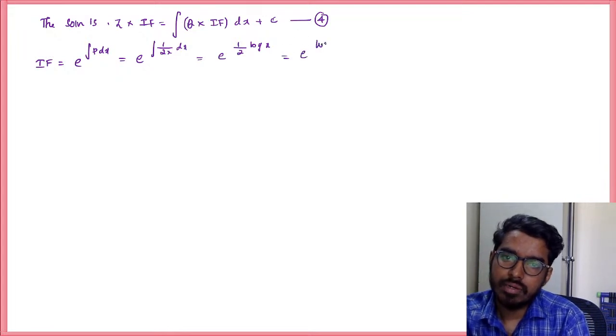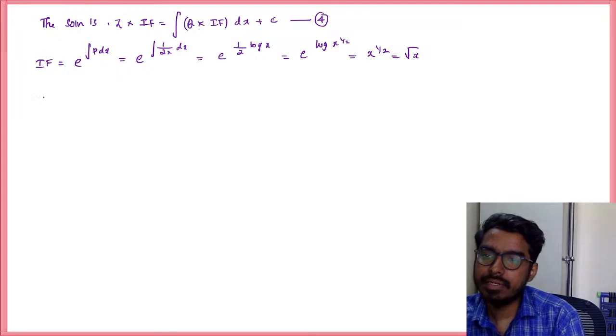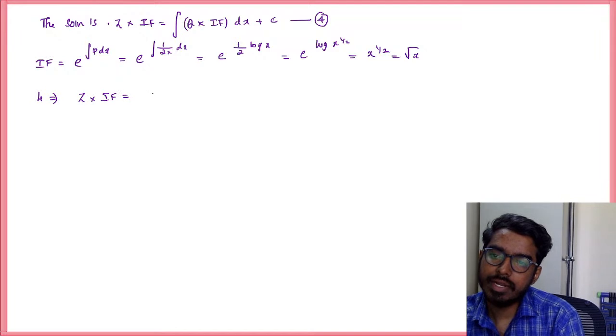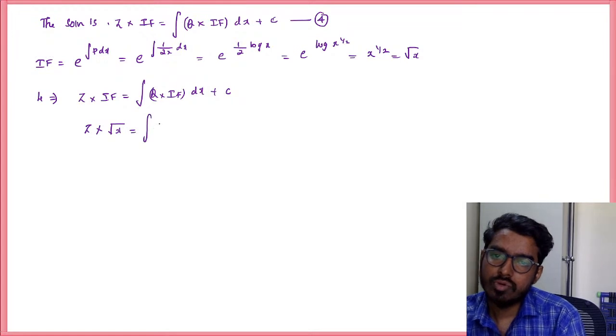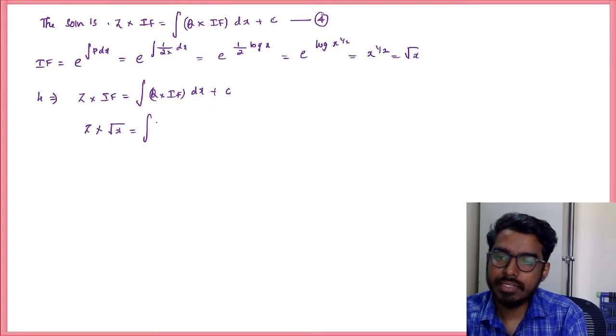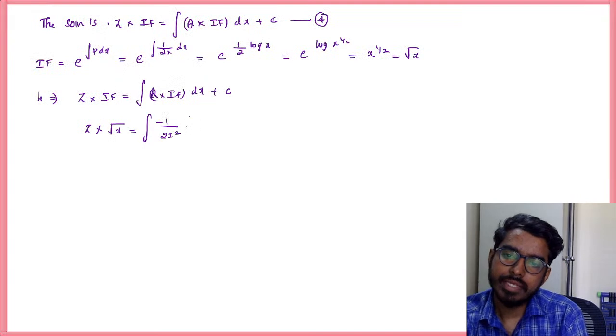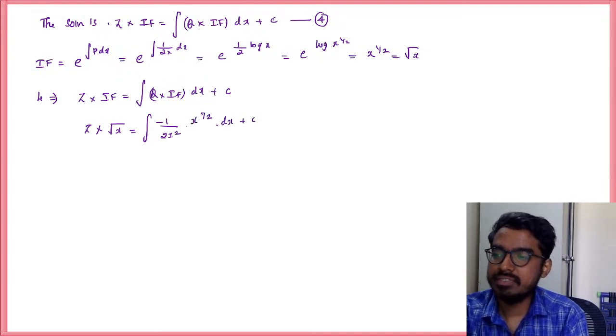E power log x power 1 by 2, which is x power 1 by 2. So root x is your integrating factor. So z into integrating factor equals integration of q into integrating factor dx plus c. So z into integrating factor is root x, and q is minus 1 by 2 x square into integrating factor dx plus c, right?